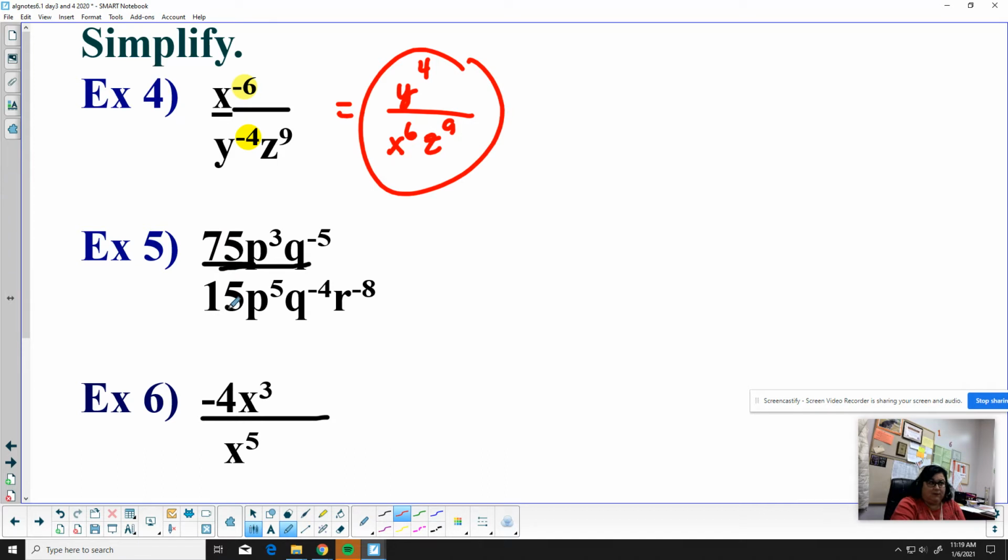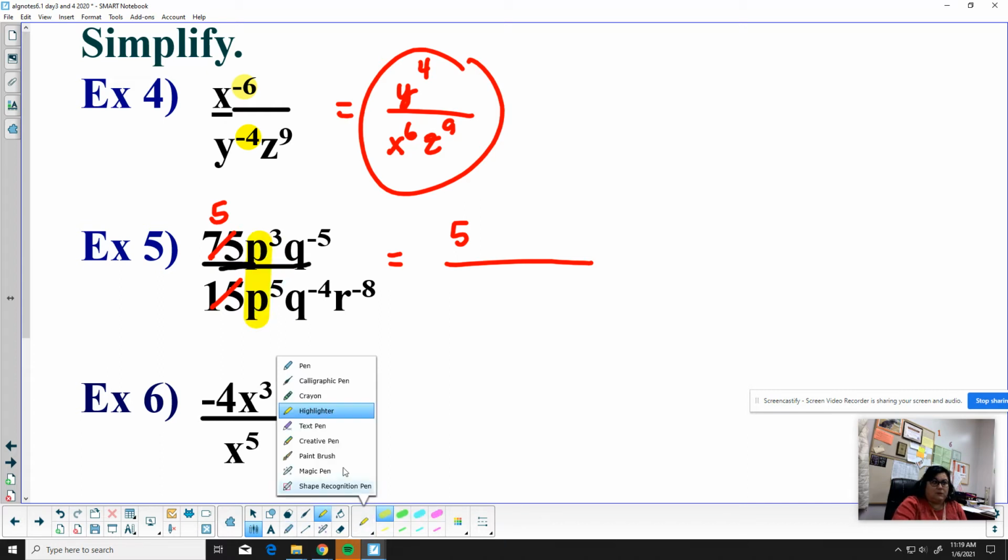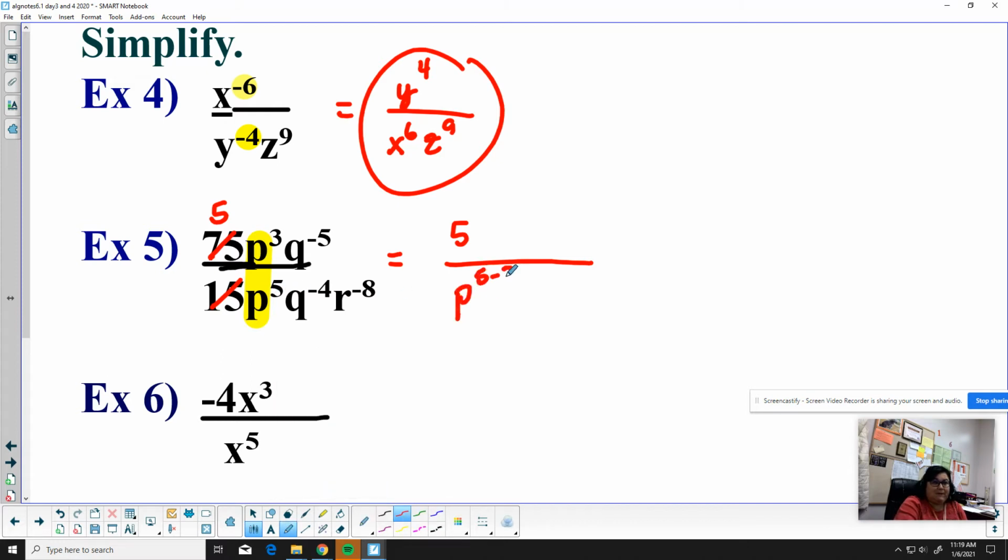So on this one, 75 divided by 15, well, we can take a 15 out of both, and that leaves me with 5. So 5 is in the numerator. My p's are in good shape. So p to the 3rd and p to the 5th. So I'm going to deal with those. Since there's 5 p's on the bottom, I'm going to do p to the 5 minus 3. These are all unhappy, so I'm going to move them all.